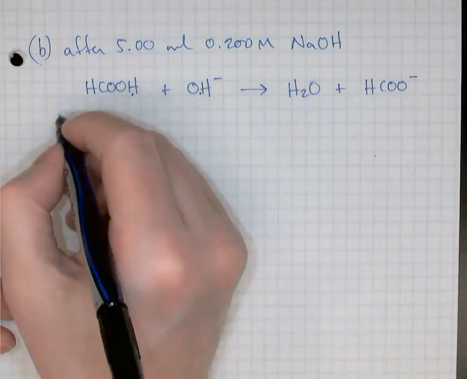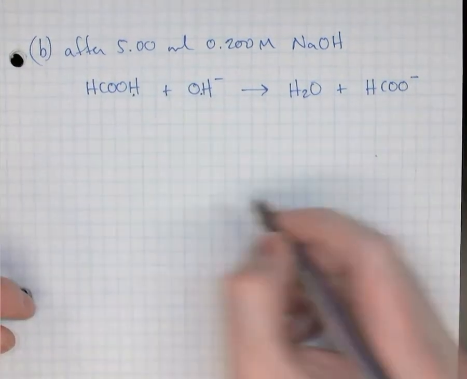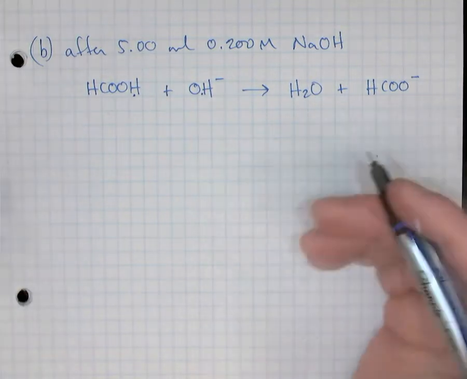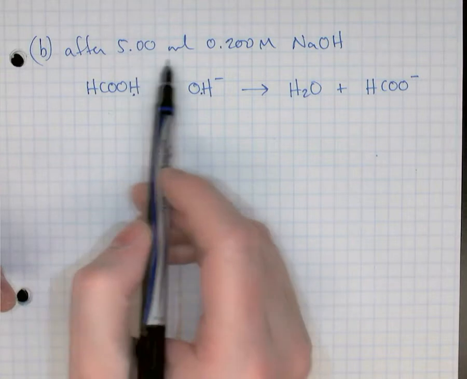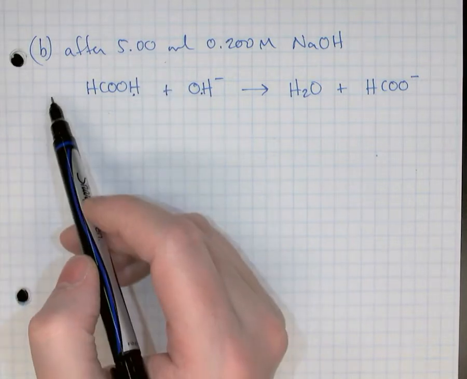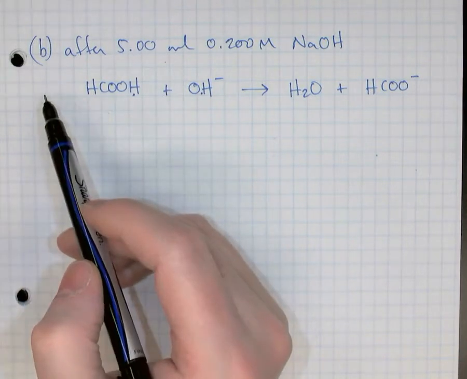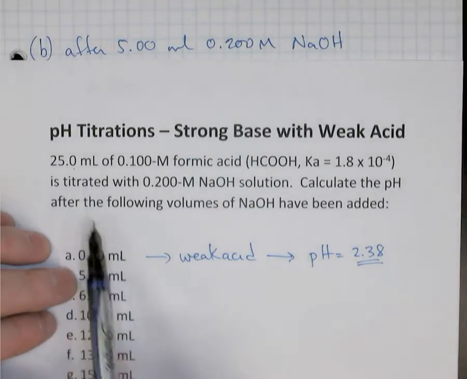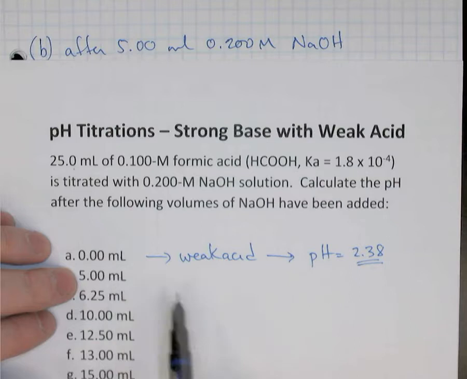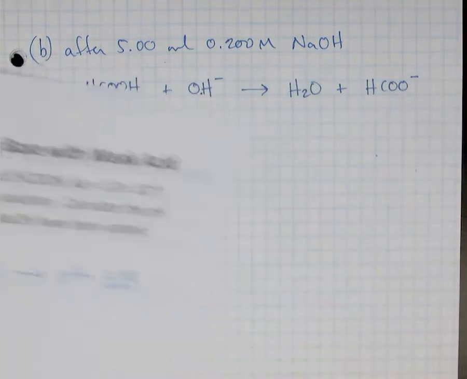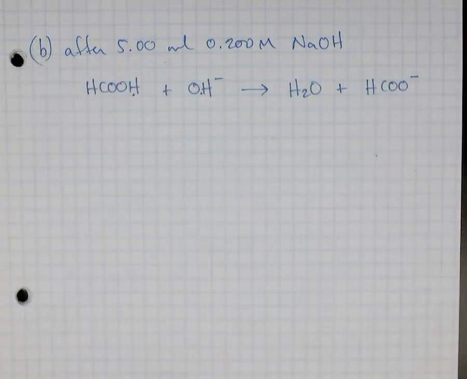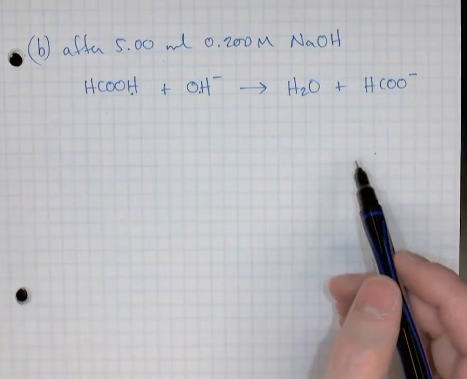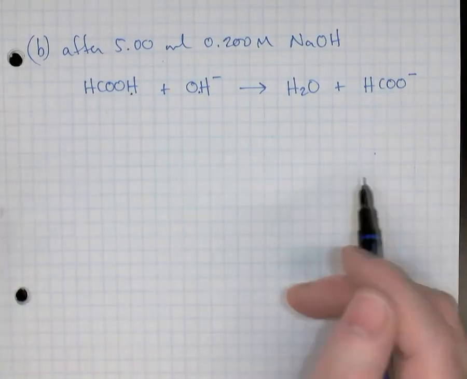So now we're going to use millimoles in this ice table. The reason we're not using molarities is simply because we're adding a volume to a volume. We had 25 mLs of the formic acid initially, and we're adding 5 mLs of the base, so there's going to be a dilution happening, and I don't want to have to deal with the dilution. So instead I'm going to use moles, or in this case millimoles, in my ice table.